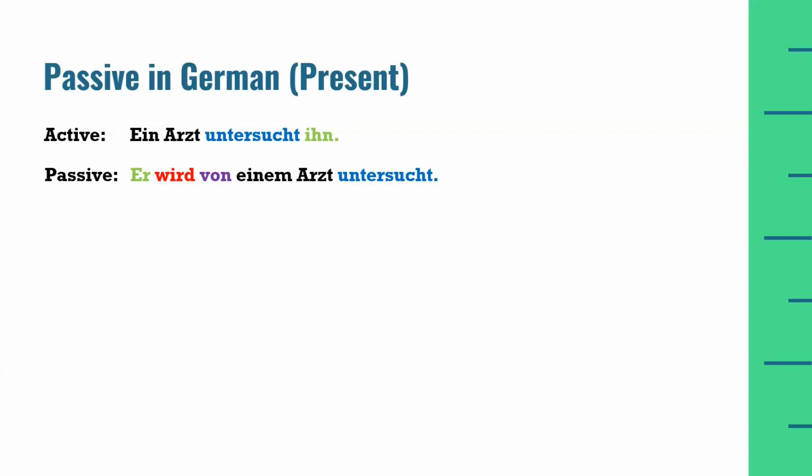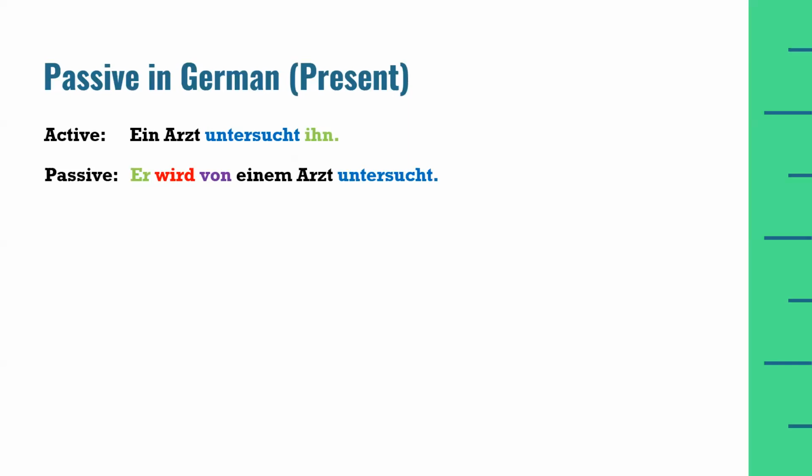So von is a dative preposition, therefore we have to apply the rule of dative on the next part of the sentence, which means that we have to use the dative indefinite article for a masculine noun Arzt. So the indefinite article for a masculine noun in dative case is einem.